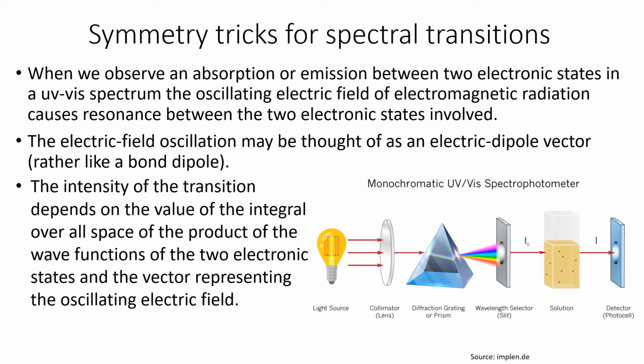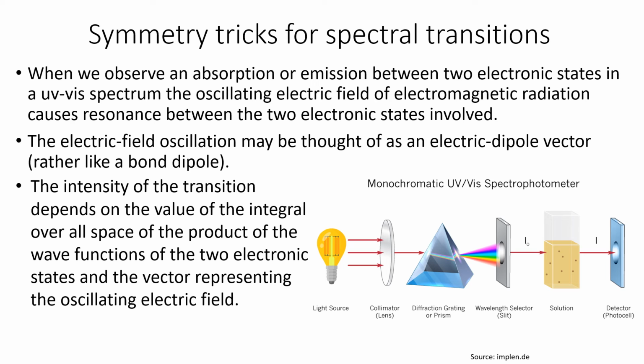Now, this next bullet point looks quite complicated. It's meant to look complicated just to emphasize the point about how symmetry can simplify things. So if you're trying to work out how intense a transition will look in a UV-Vis spectrum, you actually need to solve an integral over all space, and it's going to involve the wave functions for the initial state and the final state that are connected by the electric dipole transition. And in addition, we also need a term in there for the vector representing the oscillating electric field.